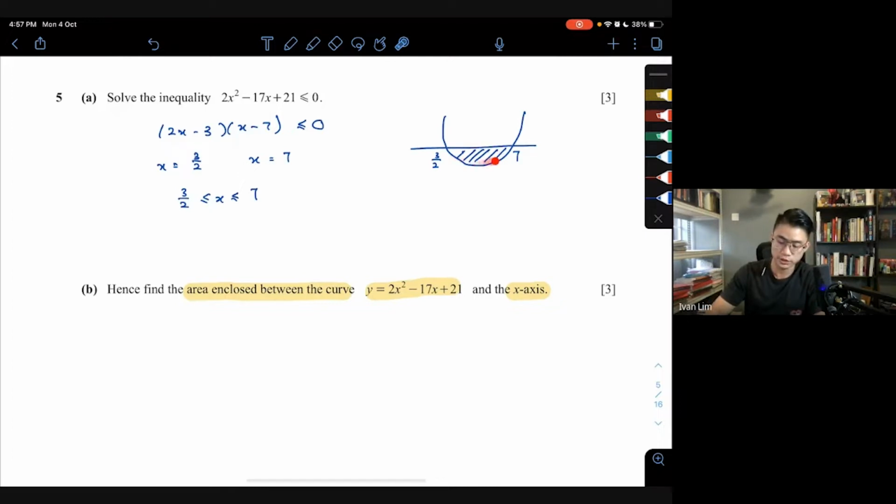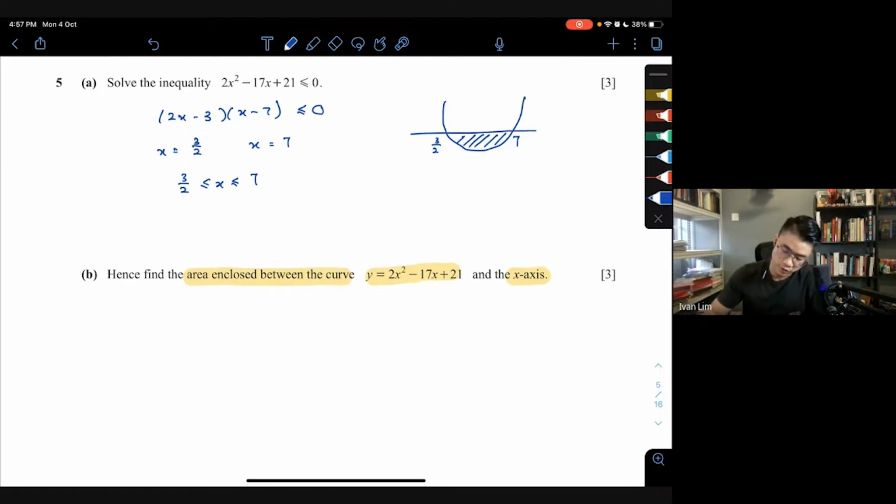So most likely, to check whether you are correct or not, your area should come out negative. When you calculate, you integrate to find the area, you will get a negative value, but you need to present the area as positive. You just got to remember that. If you get a positive value, that means something might already be wrong.